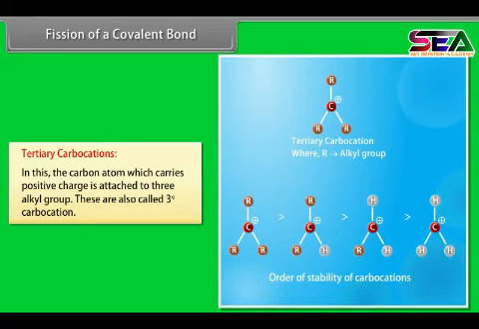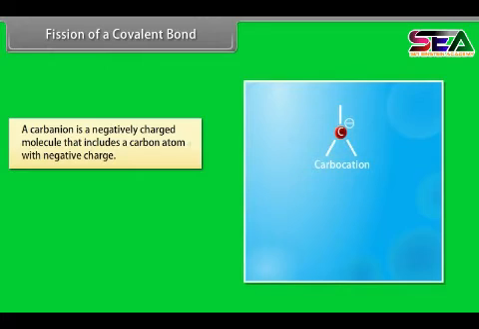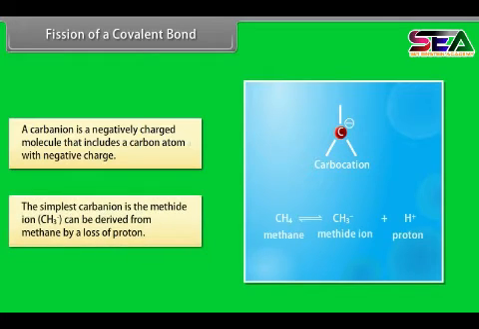Order of stability of carbocations is: tertiary, secondary, primary. A carbanion is negatively charged molecule that induces a carbon atom with negative charge. The simplest carbanion is the methide ion, can be derived from methane by a loss of proton.